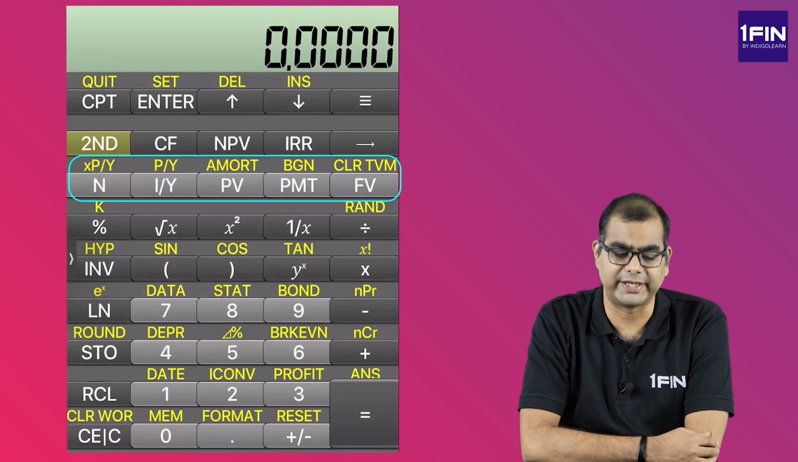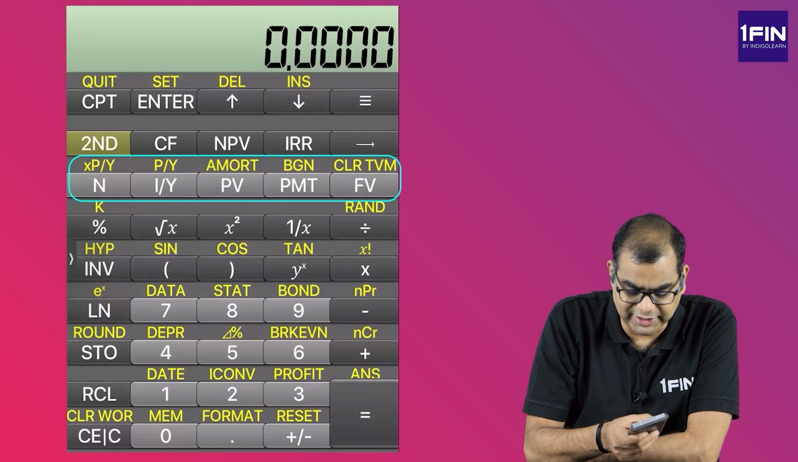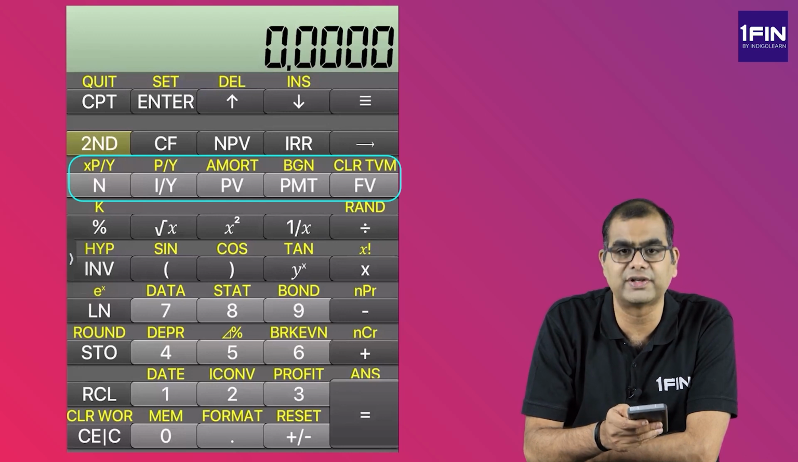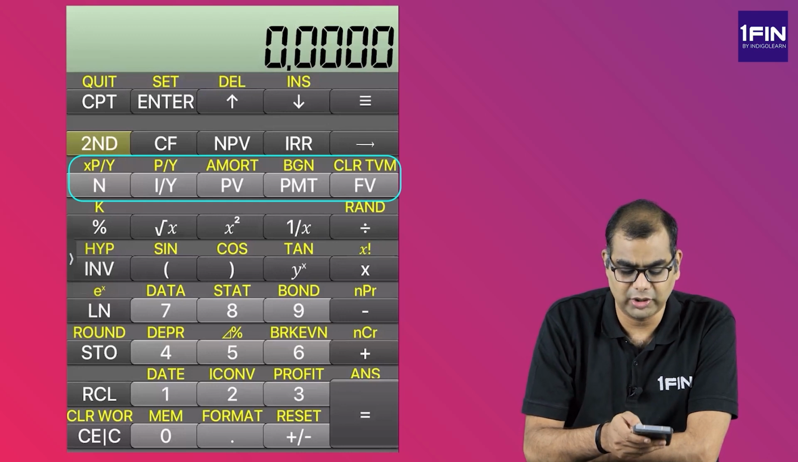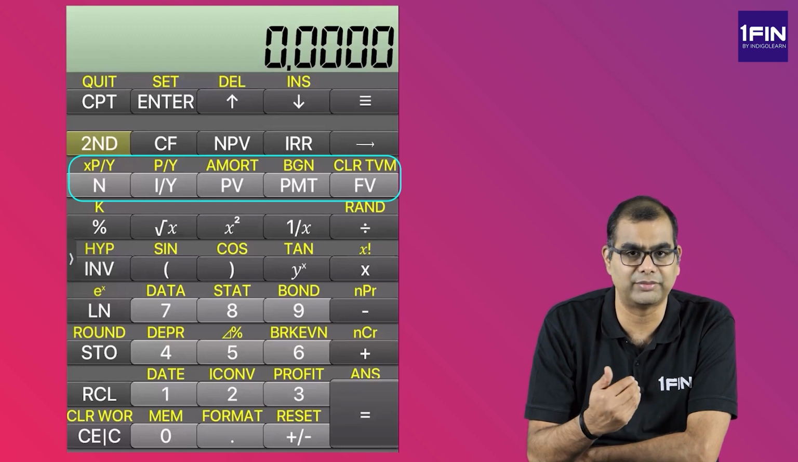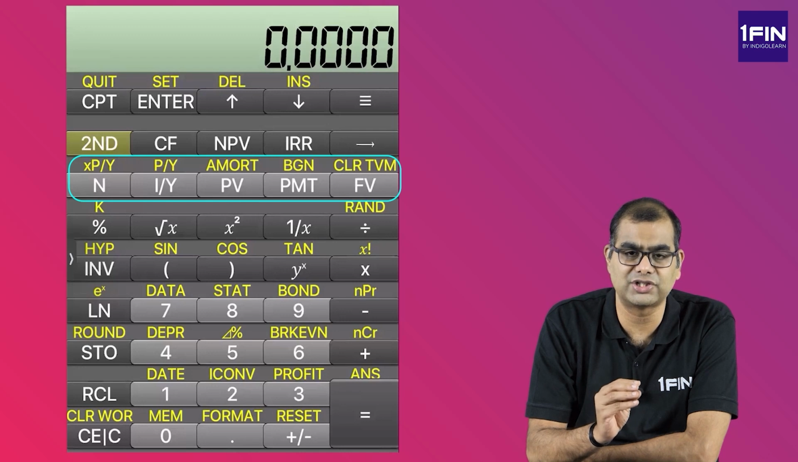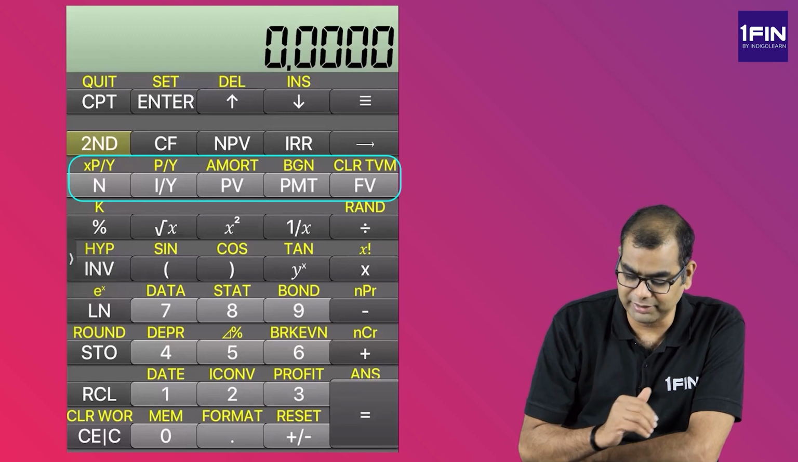This third row is unique. Even in your calculator, if you see, it has a separate color or a separate indentation, or there is some differentiation for this particular third row. Okay, now why is this row different? Because this row is unique and different from the overall calculator what you have. It has certain functions which are independent. What do I mean by that?